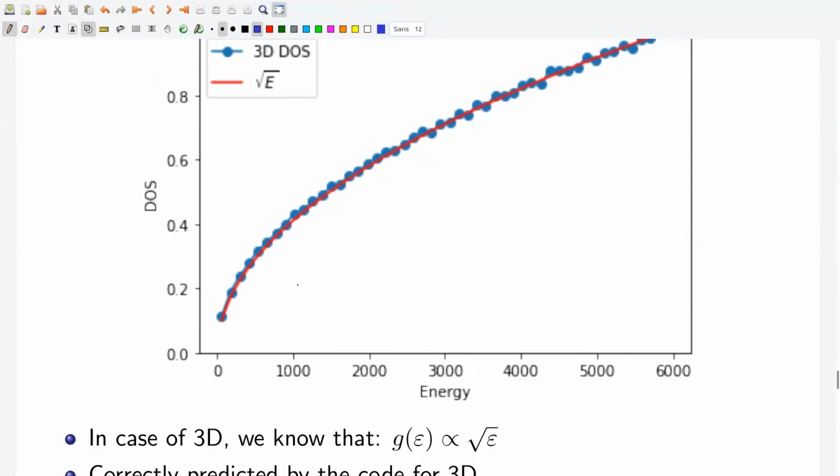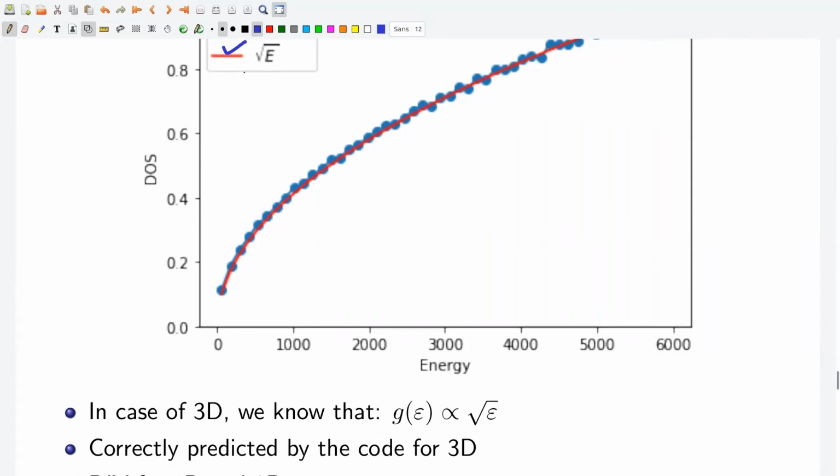Thus, the density of states for 3D electron gas fits very well with the line square root of E. This is shown by the red color. We already know that for 3D electron gas, g(E) goes as square root of E. Thus, the code managed to find the density of states for a 3D free electron gas correctly. Write a code to find the density of states for 1D and 2D free electron gas.